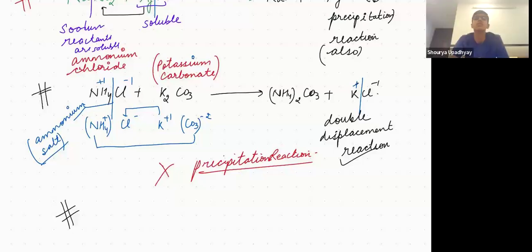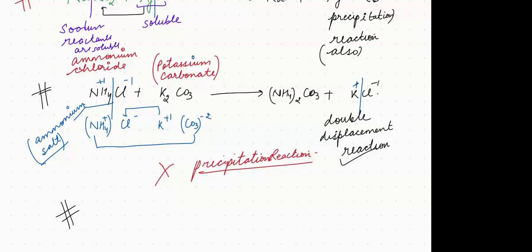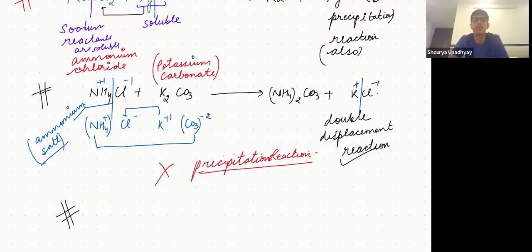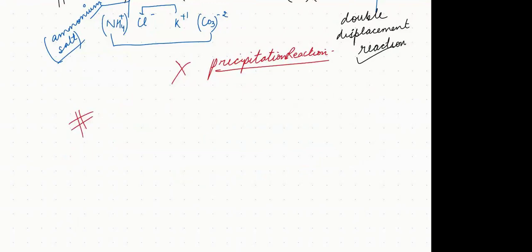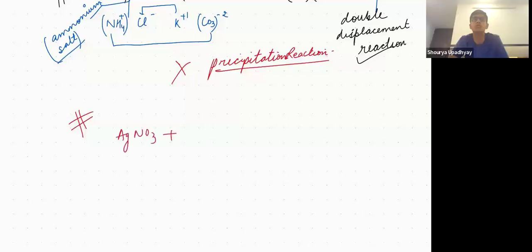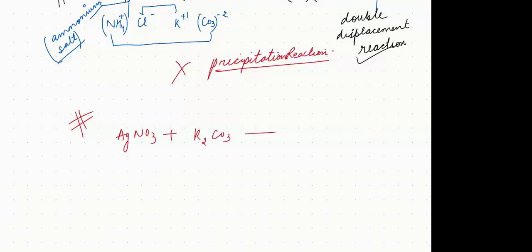Any doubts in this or not? Why? Because all potassium salts are soluble and all ammonium salts are also soluble. Got it or not? Now understand. What do we have? Now let's suppose I give you another reaction. Now tell me, is this reaction possible?